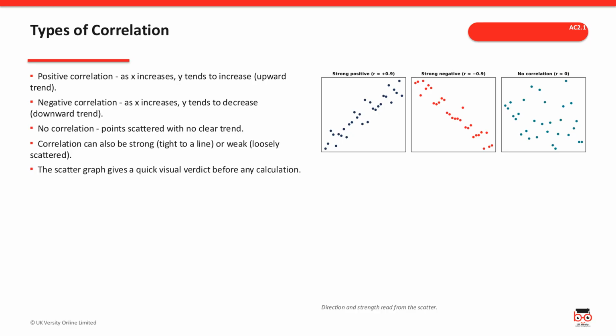There are really three patterns to spot. Positive correlation is an upward drift. As x rises, y tends to rise too. Negative correlation is the downward version. As x rises, y tends to fall. And no correlation is just a shapeless scatter with no trend at all. On top of direction, there's strength, whether the points hug a line tightly or scatter loosely around it.